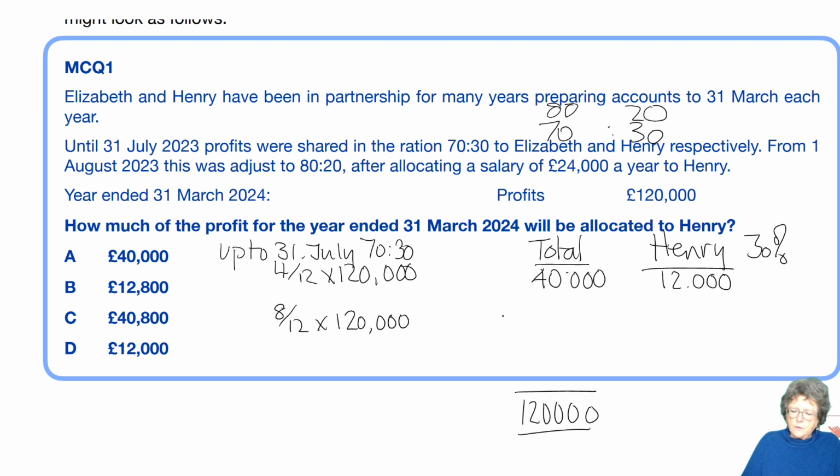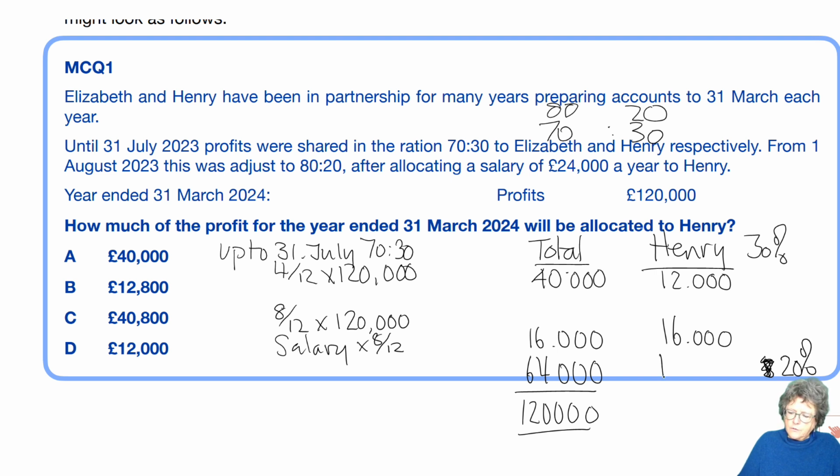Oh wait a minute, we've got a salary here. Okay, so he's going to get a salary of 24 a year. So that's only 8/12 as well. So that's 16. So the balance of this would be 64,000. And he's getting, no he's not, he's getting 20% of that, isn't he? So that's 12,800. So that's his total, 40,800. Nice bit of maths. Where's that one? There you go. That's C.